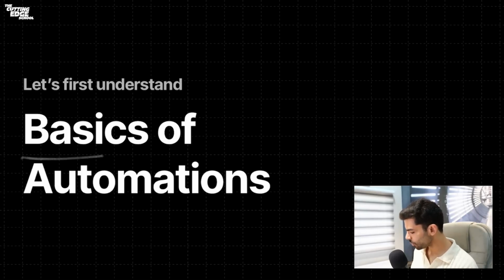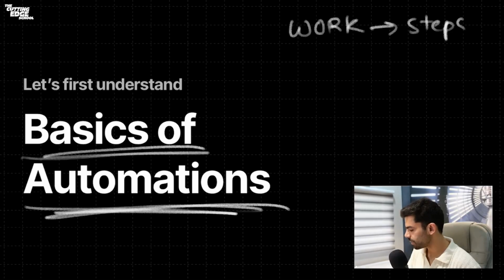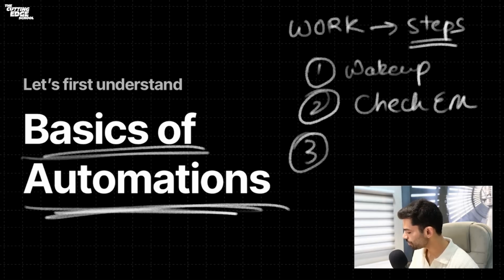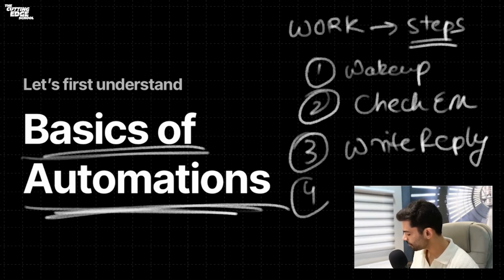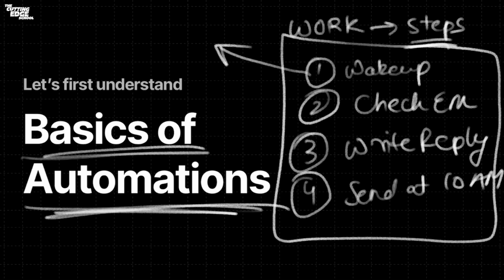Now let's first understand what exactly an automation is. Even though we have covered this in detail, let's do a quick revision. Whenever you do any kind of work, it usually has steps. For example, if I have to check and reply to emails every day, step number 1 would be to, of course, wake up. Step number 2 would be to check my emails. Step number 3 would be to write the reply. And step number 4 is to send those replies at 10 a.m. daily. Now, this entire thing that you see is basically a process that I might follow again and again.